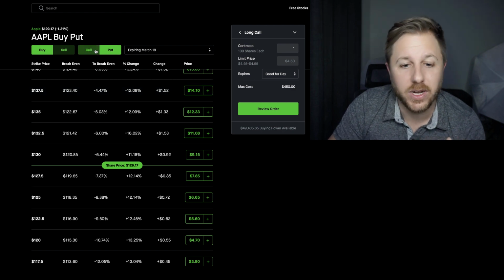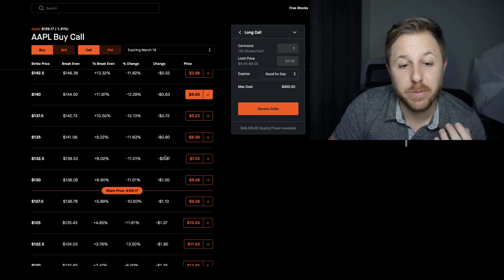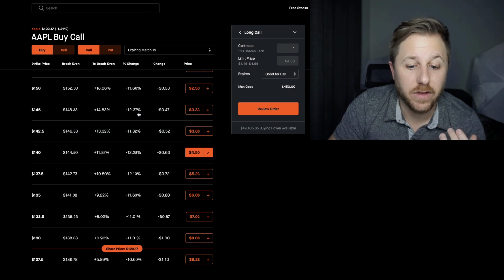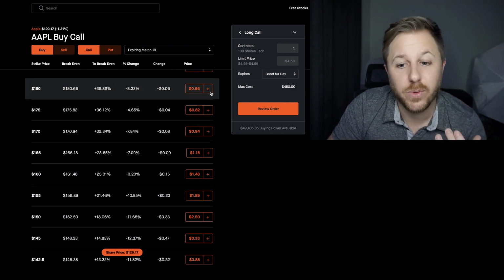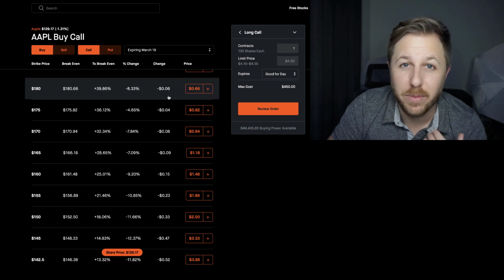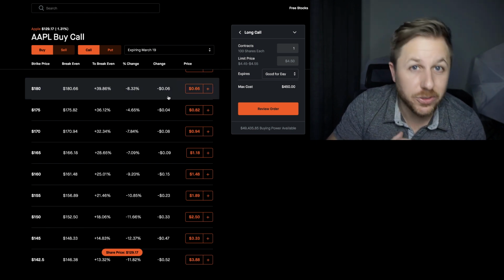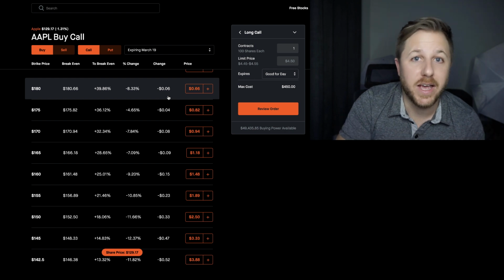Again, we're on put again, so I'd have to go back to call. So they get cheaper the further out you go because the chances of Apple hitting 180 by March 19th are pretty slim, and that's why these contracts are really low because not many people are buying them. There's not much interest in them, and that brings me to the next topic.